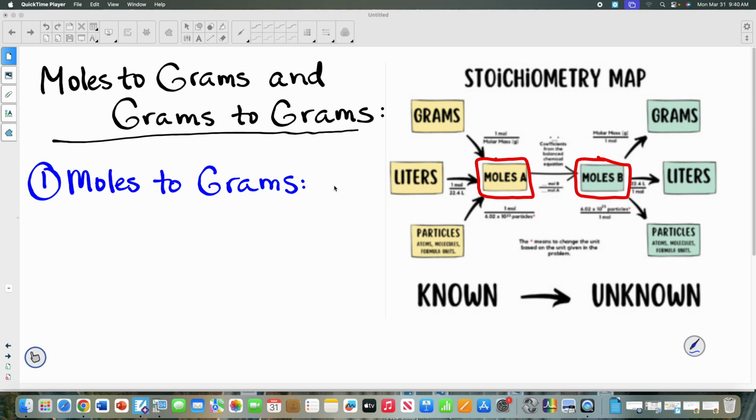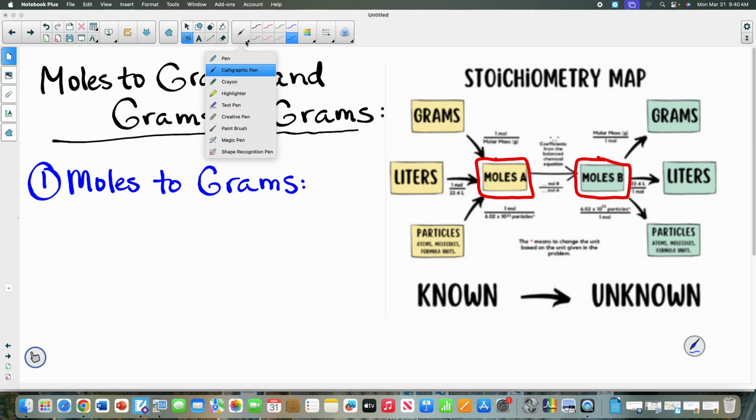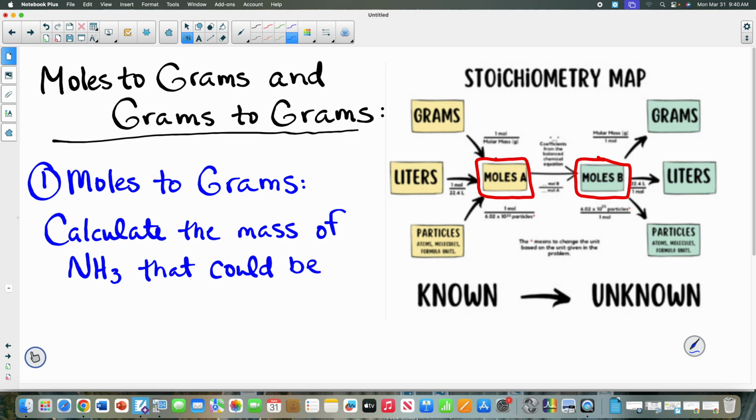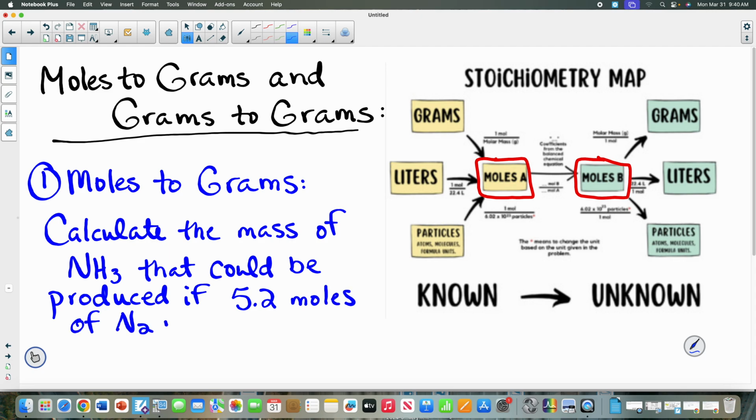Okay, moles to grams. So let's say we calculate the mass of NH3 that could be produced if, I don't know, 5.2 moles of N2 reacted.